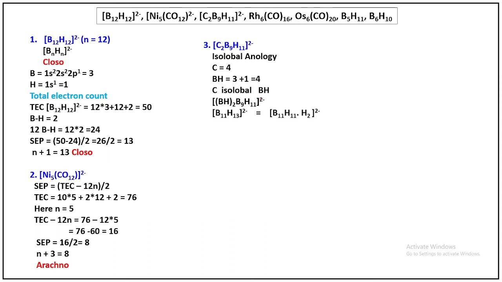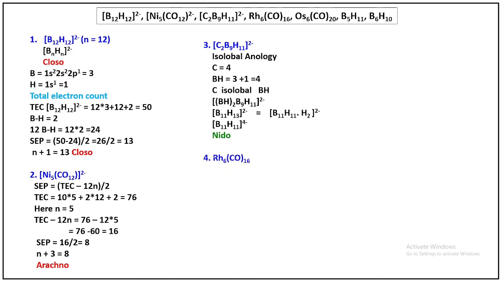B9H11 2 minus, which can also be written as B11H13 2 minus. This is also the same as B11H11 H2 2 minus. Now, from B11H11 H2 2 minus, if I remove 2H plus, 2 negative charge will remain, thus giving the formula B11H11 4 minus. By writing like this, we can directly find out the cluster structure using the formula given in the table, and the cluster has a nido structure.